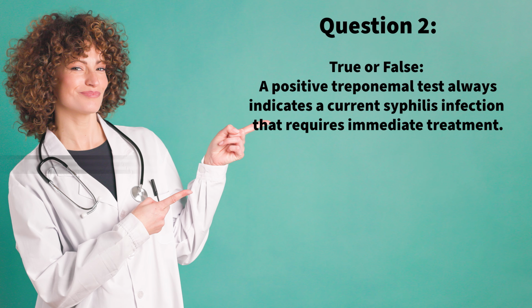Question 2. True or false? A positive treponemal test always indicates current syphilis infection that requires immediate treatment. The correct answer is false. A positive treponemal test indicates either current or past syphilis infection. Treponemal antibodies usually persist for life, so a positive result alone cannot distinguish between an active infection and a previously treated one. Clinical assessment, history, and non-treponemal test results are necessary to determine if treatment is needed.